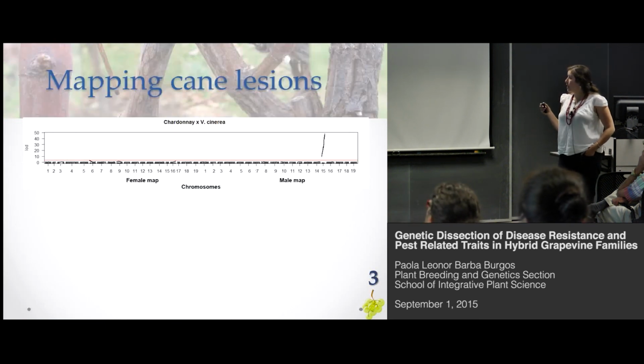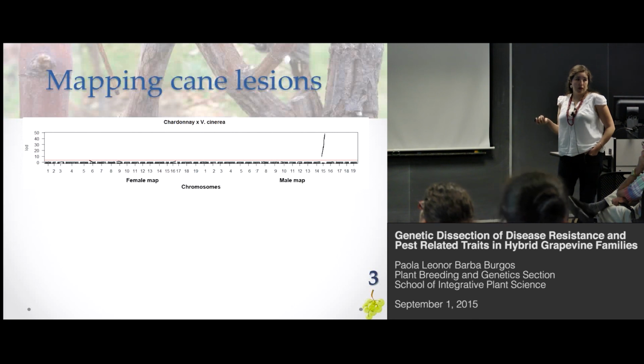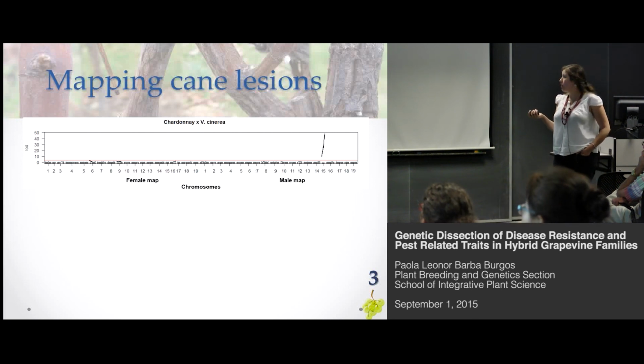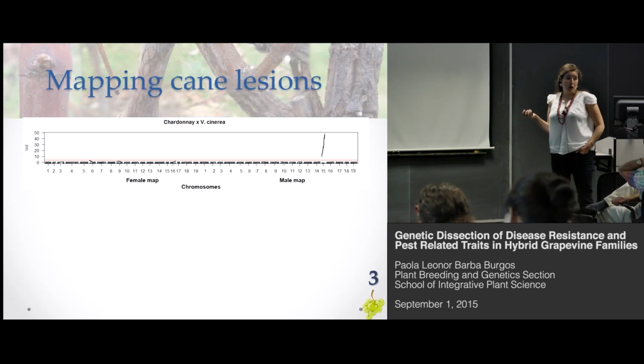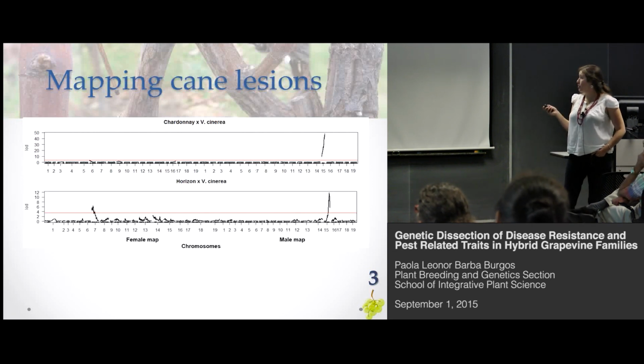So we map these cane lesions. We do the standard QTL mapping with the maps that I showed before. And we were really happy to see this huge peak here in chromosome 15 in the male map. As explained before, you have a female map and a male map. This is from Vitis cinerea, which was the common parent for the three half-sib populations.